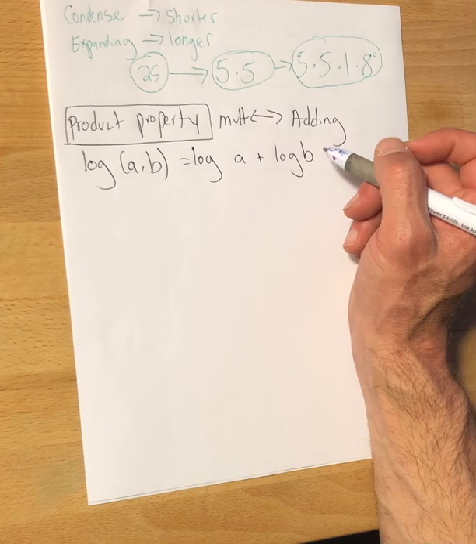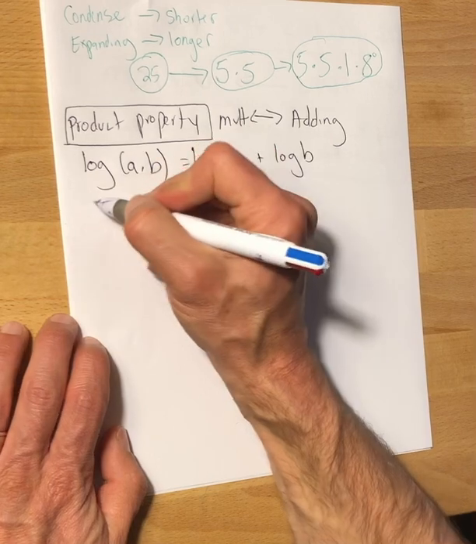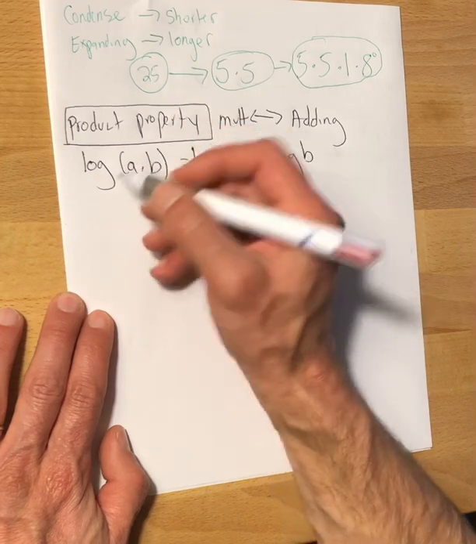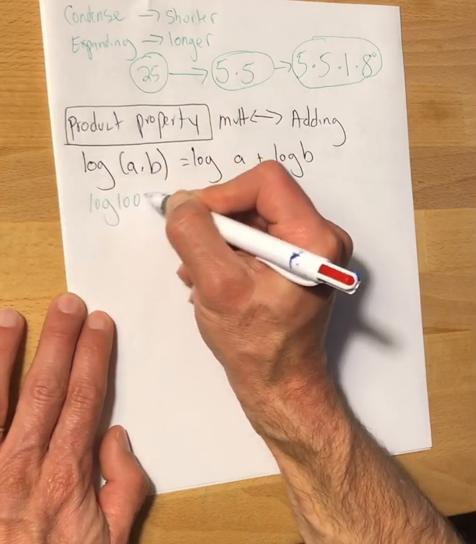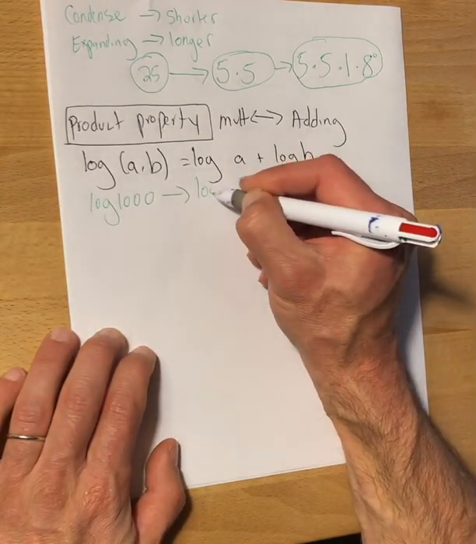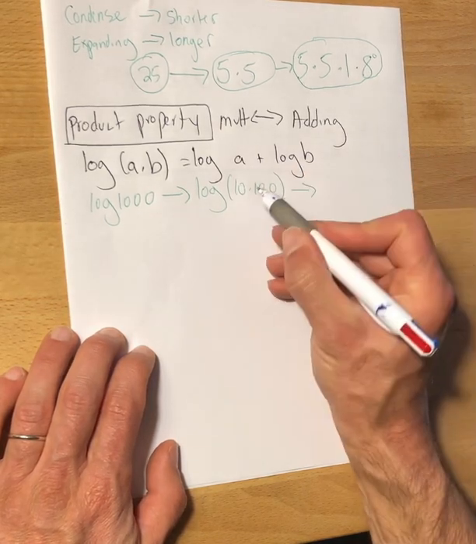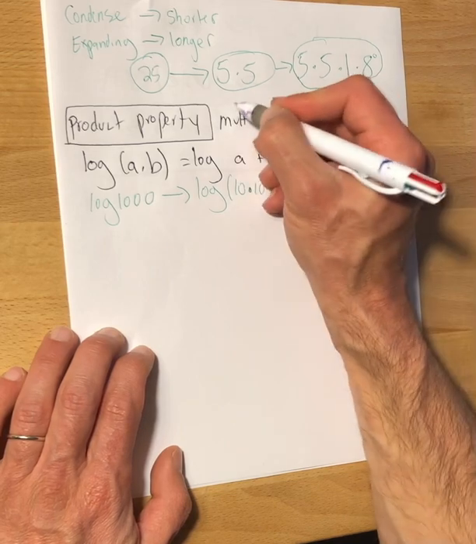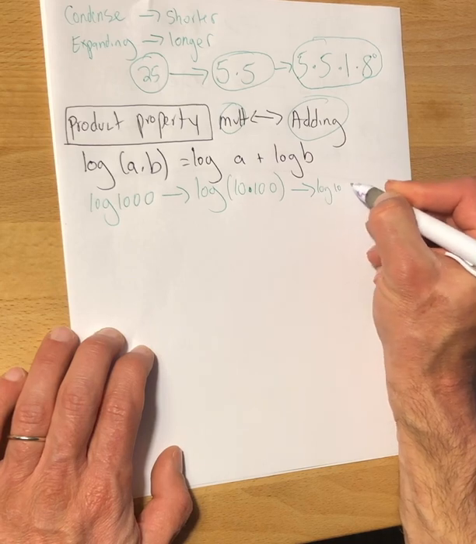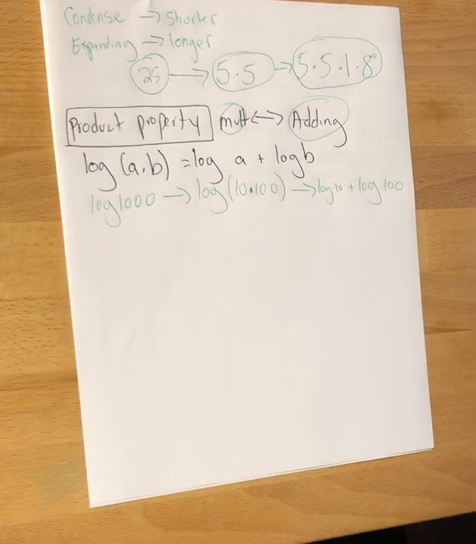So on your calculator, if you were to do the example that I give you, let's say log 1,000. If it asks you to log 1,000, the example I say is, okay, log 1,000 is the same thing as saying log 10 times 100. Which is the same thing as, remember, when you multiply, it's the same thing as adding each one of these. It's the same thing as saying log 10 plus log 100.